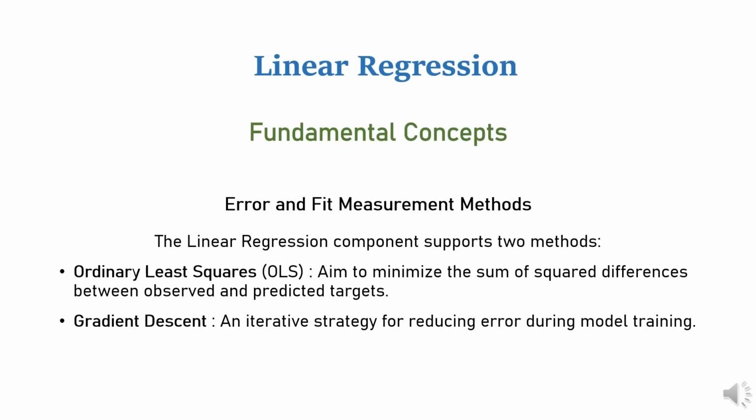Error and fit measurement methods. The linear regression component supports two methods. Ordinary least squares aim to minimize the sum of squared differences between observed and predicted targets. Gradient descent, an iterative strategy for reducing error during model training.